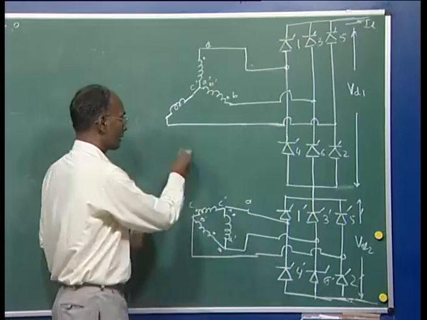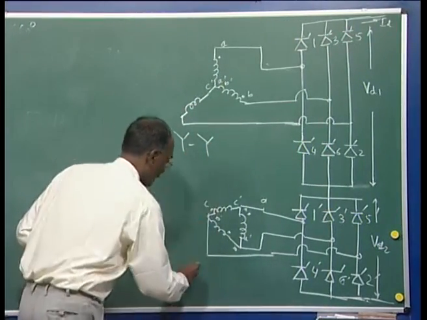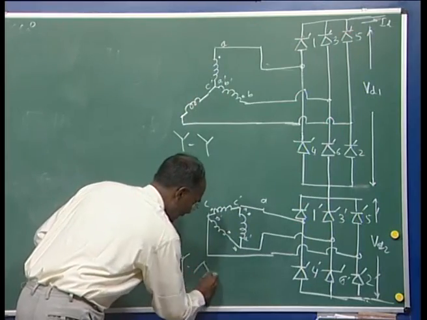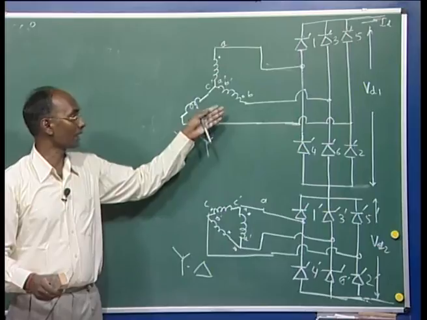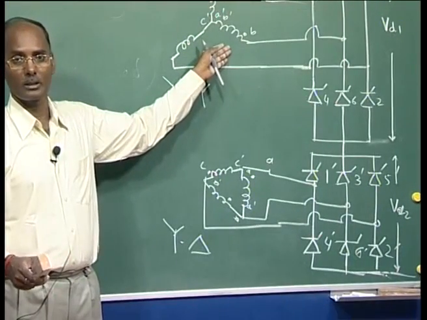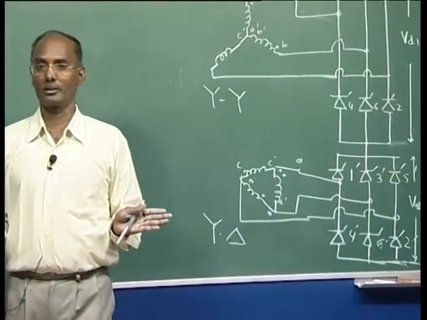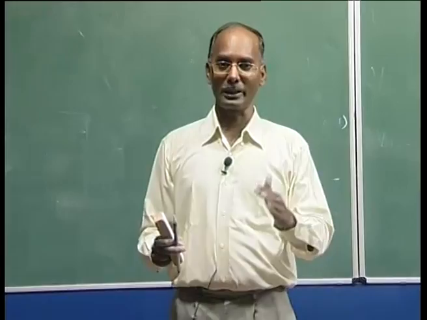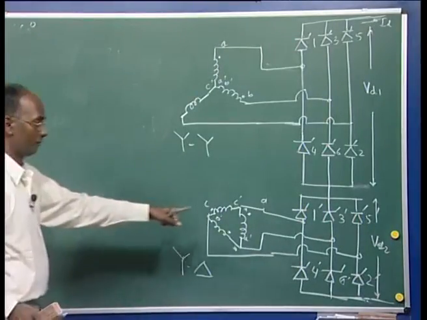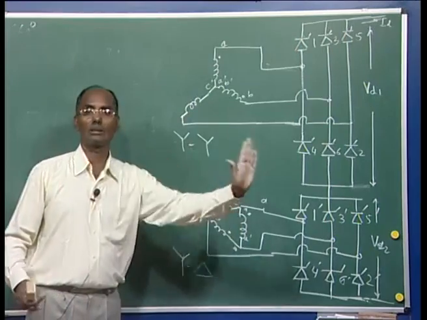The only difference here is the transformer: one is delta delta or star star, and the other is star delta. Means the secondary of one of the bridges should be in delta, and the secondary of the other will be in star. Due to the star and delta, you know there is a 30-degree shift. Again, whether the 30-degree shift is plus or minus depends upon the dot polarity. If the dot is changed, then it will be negative.